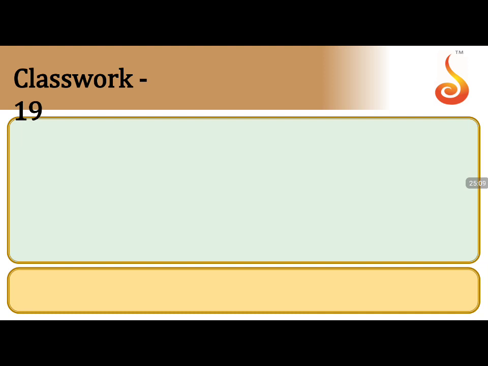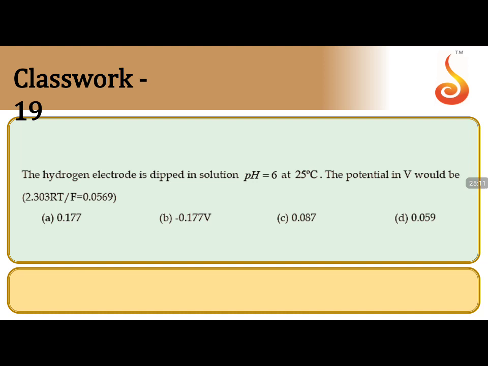Now moving to the 19th question. A hydrogen electrode is dipped in a solution where the pH cannot be that huge as per the options. That's a slight correction here. Let us take pH equal to 3. If pH is 3 at 25 degrees centigrade, then the potential in V would be expressed as, we have the formula for hydrogen electrode: E naught hydrogen electrode is equal to minus 0.059 into pH.